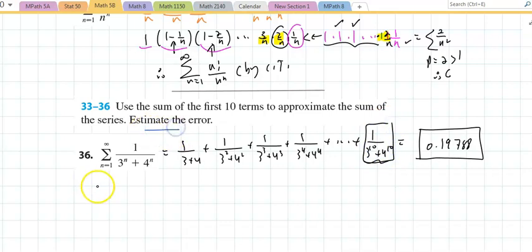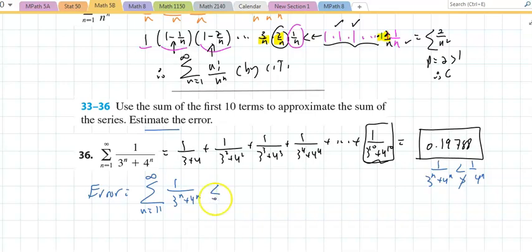Now they say estimate the error. Isn't the error what I left off? Isn't that the series n equals 11 to infinity of 1 over 3 to the n plus 4 to the n? Wouldn't you say on the side that 3 to the n plus 4 to the n is bigger than, let's say, 4 to the n? Isn't that less than? So you can say this is less than or equal to the series n equals 11 to infinity of 1 over 4 to the n. Isn't this geometric? And wouldn't that be the very first term divided by 1 minus r? The very first term is 1 over 4 to the 11 over 1 minus 1/4.